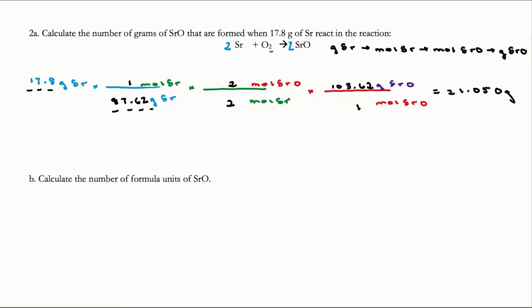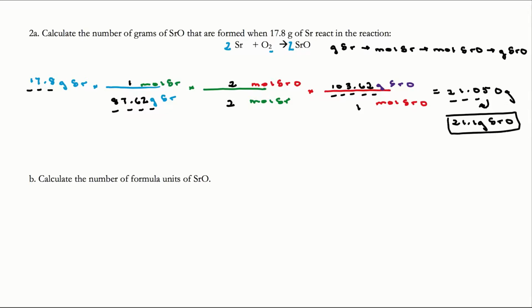Okay? 17.8 has 1, 2, 3 sig figs. So I need 3 significant figures. So this is going to round to 21.1 grams of strontium oxide. And that is my answer.